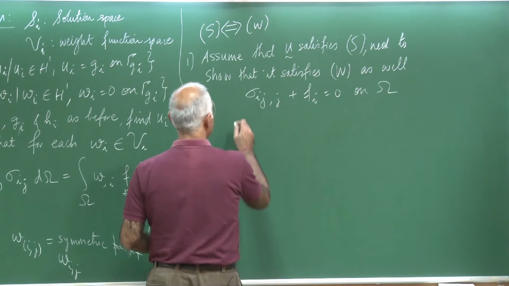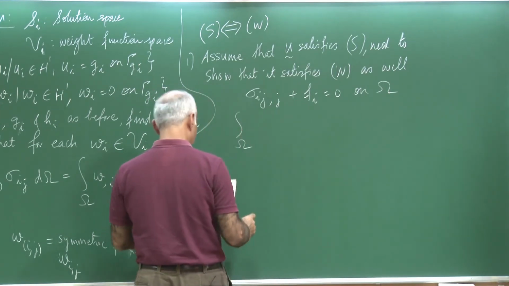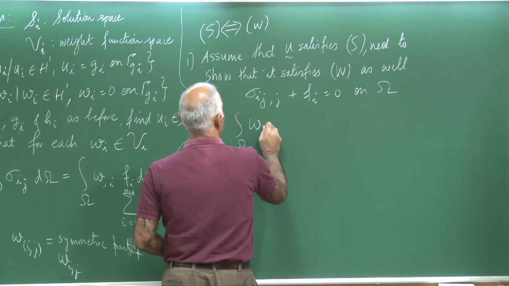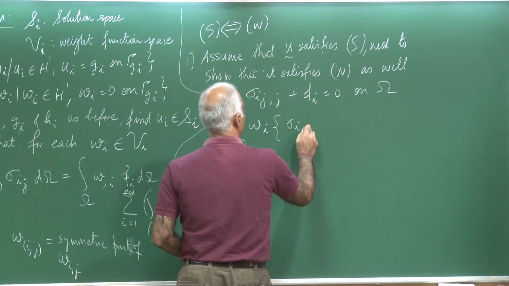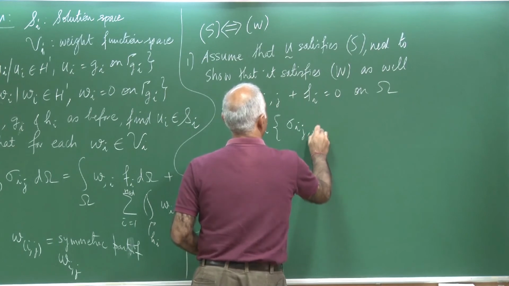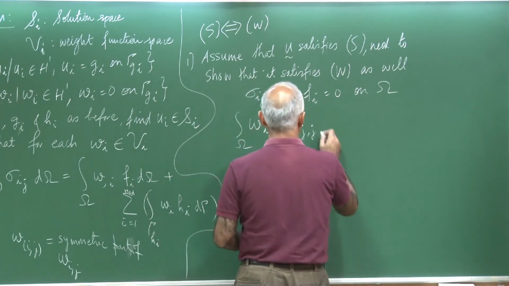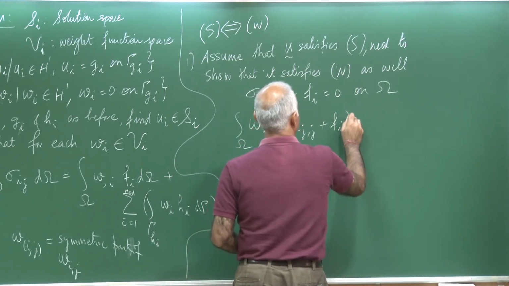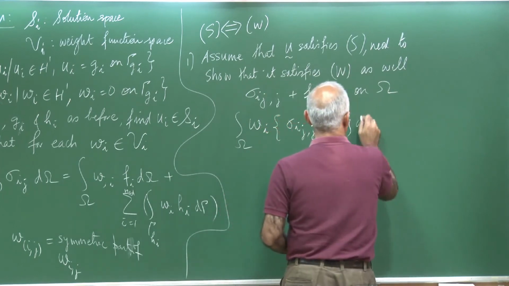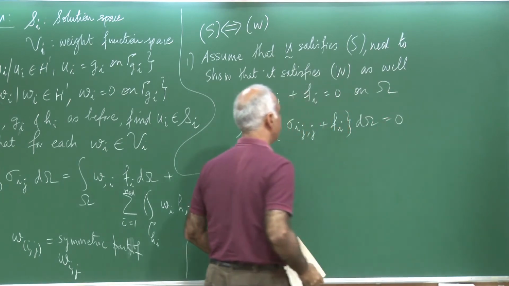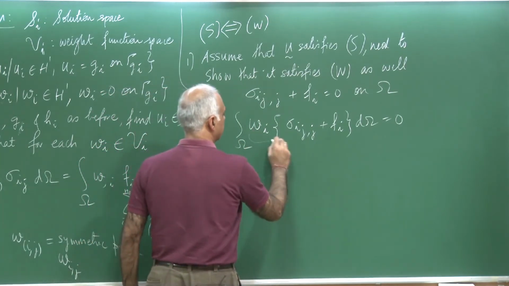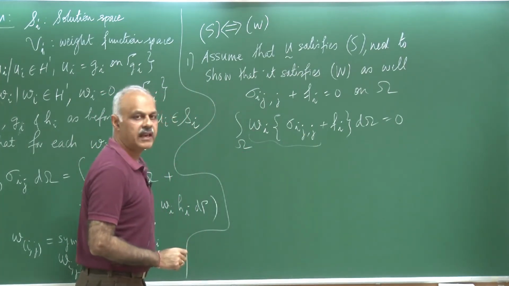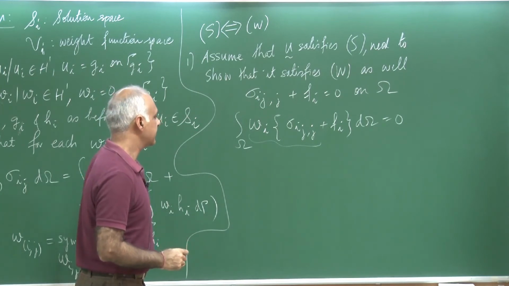Therefore, this would imply that the integral over omega of W i times (sigma ij,j plus f i) d omega is 0. Let us now look at this term. We will have to integrate this by parts.